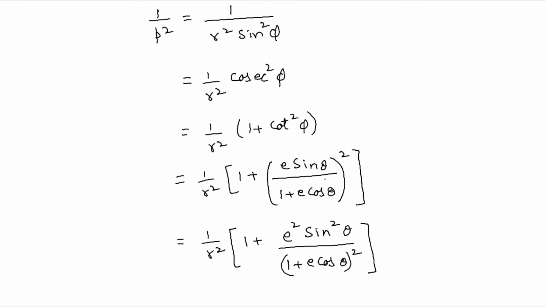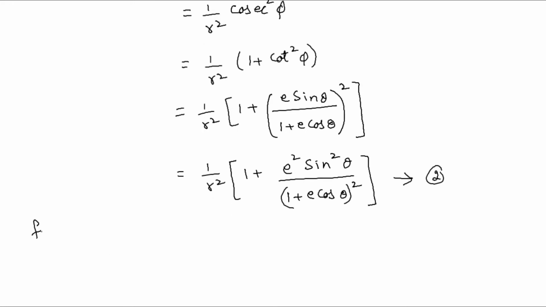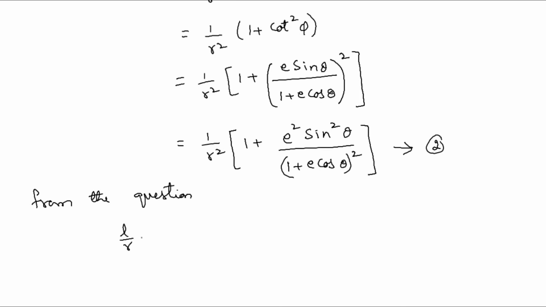Since the value of theta has to be eliminated from here, let us try to get the value of theta from the given question. Let us take this as equation number 2. From the question we have L by R equal to 1 plus e cos of theta. You can see here you have 1 plus e cos of theta. So that can be replaced directly by L by R. So this denominator can just be replaced by L by R.